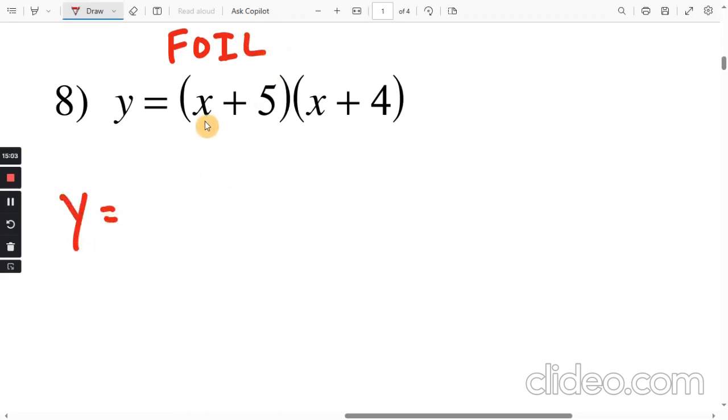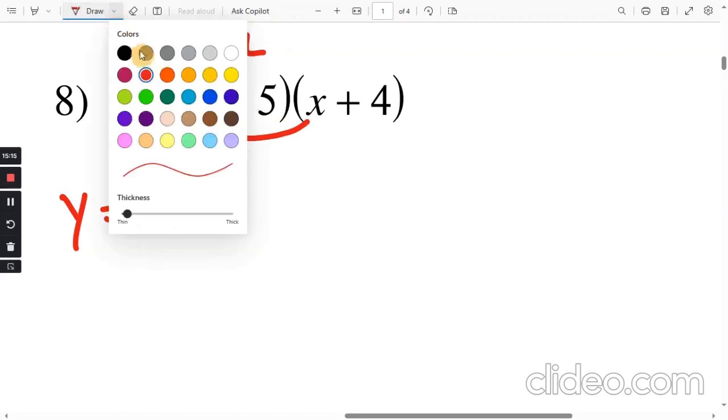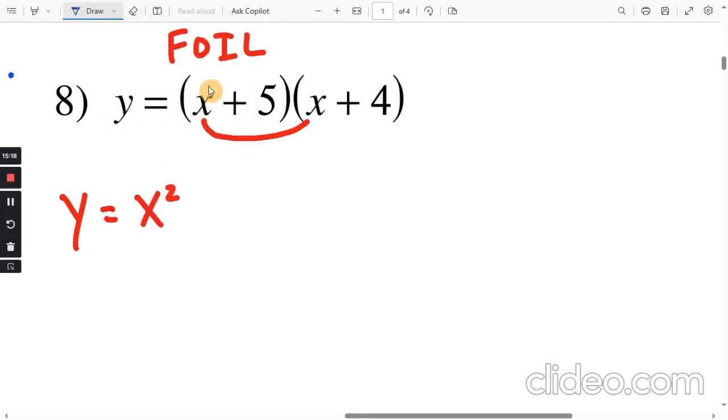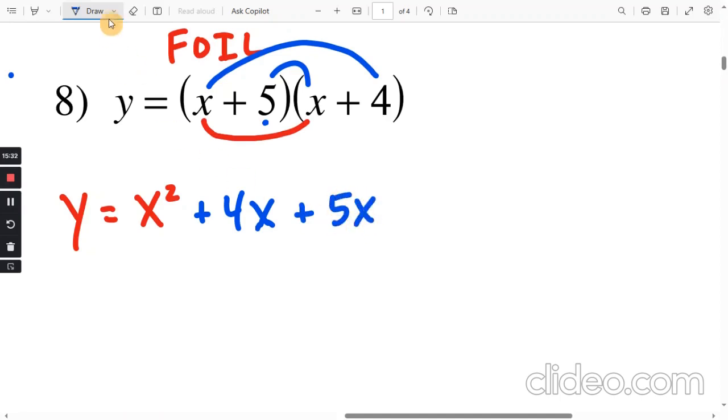So first is going to be x times x, which is x squared. And then inner or outer is going to be x. I'll do the outer in a different color. X times positive 4, that's positive 4x. Inner is going to be 5 times x, so that's 5x. And then last is going to be 5 times 4, which is just 20.